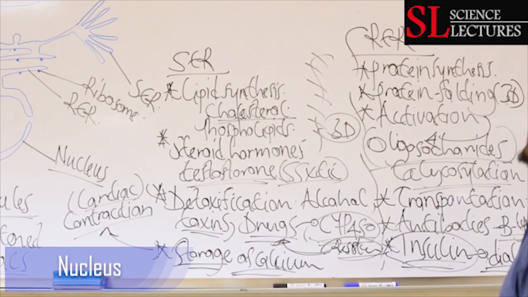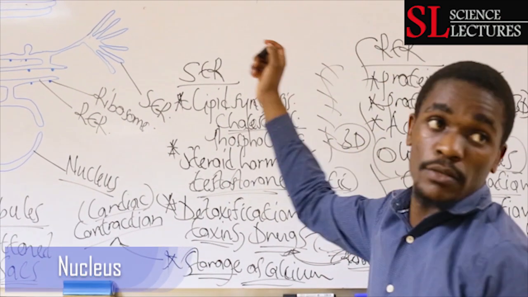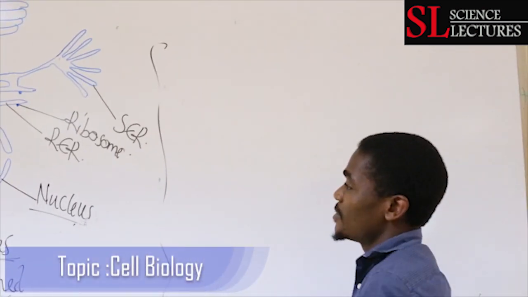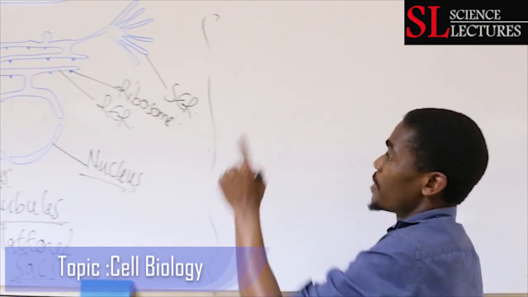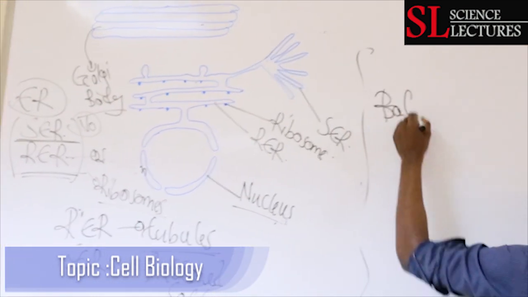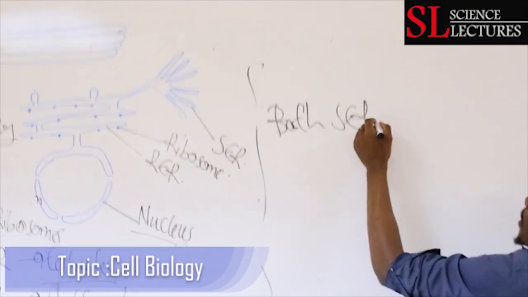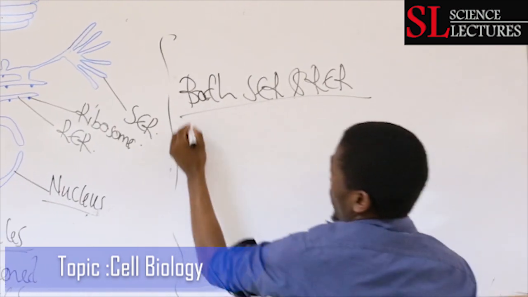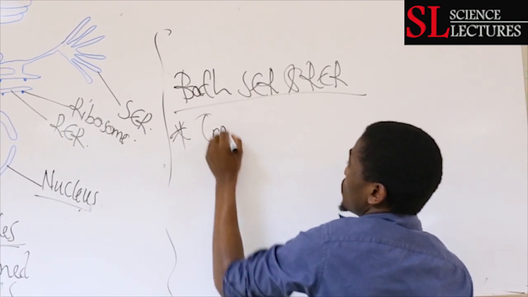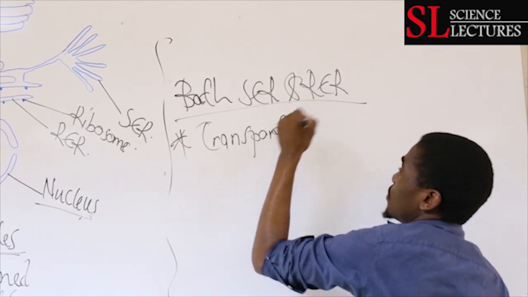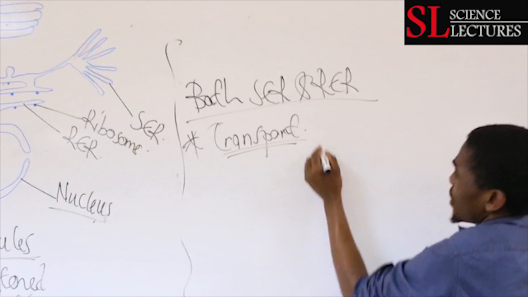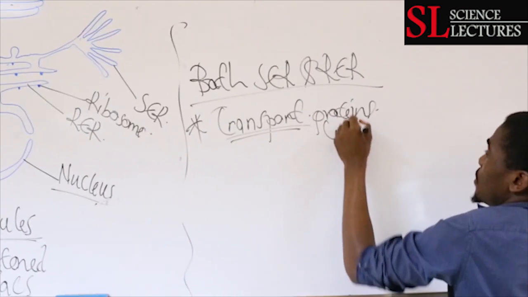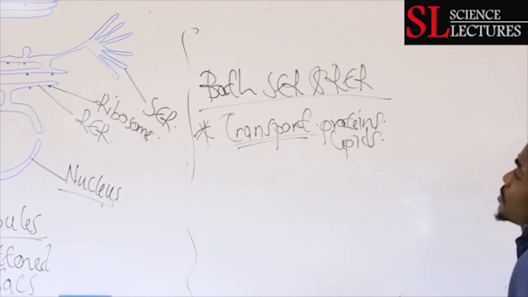So then let's have a look at the similarities between the rough endoplasmic and the smooth endoplasmic reticulum. So we also have functions shared by both the smooth ER and the rough endoplasmic reticulum. What they share in common, the functions they share in common. Number one function is transport: transportation of the newly synthesized proteins, newly synthesized lipids. They can both transport these molecules.